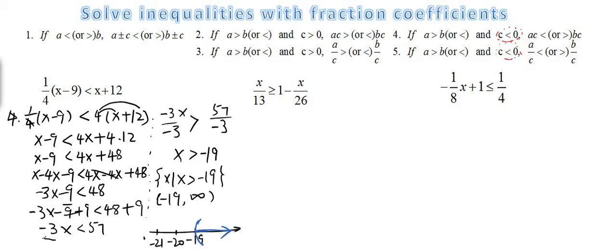Now let's take a look at the second example. For the second example, we need to remove the fraction, and we're going to use the factoring method to find the least common multiple. How do we find the least common multiple? We use the factoring method.